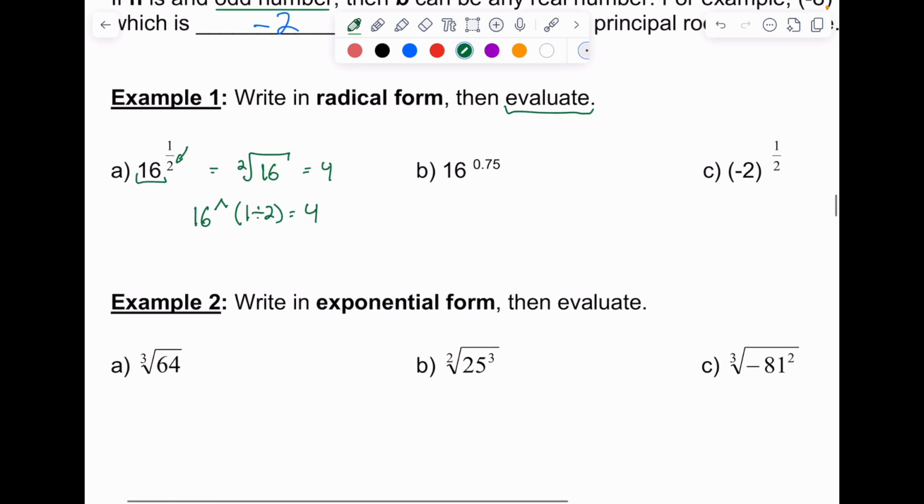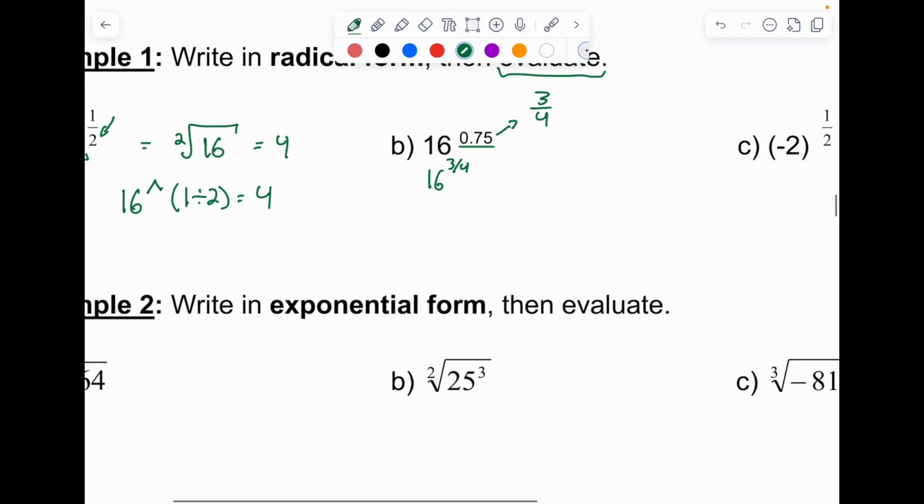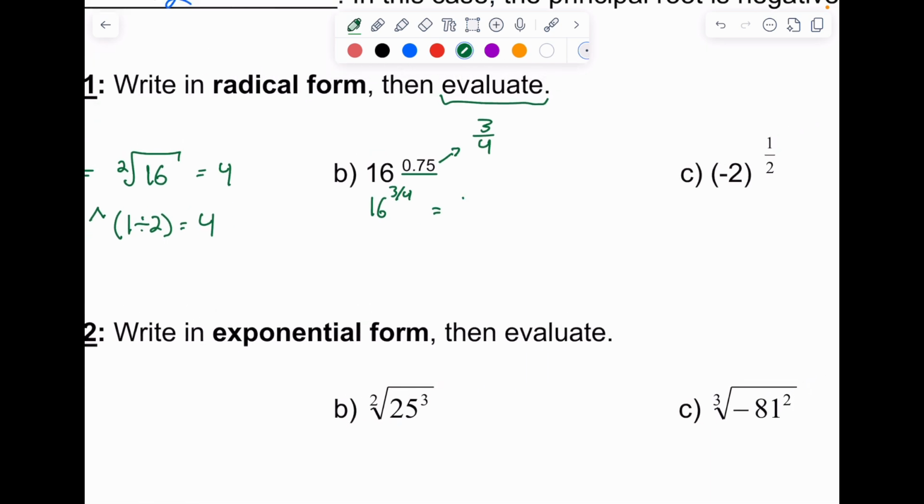So this next one, 16 to the power of 0.75. Well, this is a decimal. We don't want decimals. We want fractions. Well, 0.75 is 3/4. So 16 to the power of 3/4, well, how do we evaluate that? Put this first in radical form, okay? Well, that's actually what the question is asking. So put it in radical form. So 4th root of 16, because this is a 4 here, and then to the power of 3.